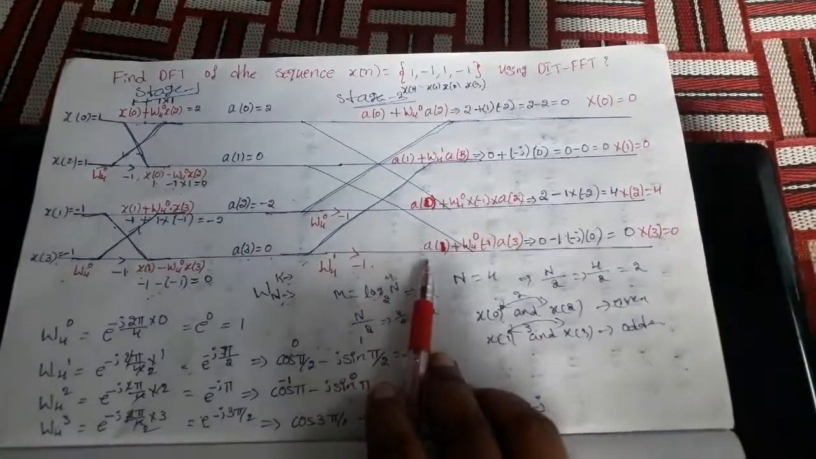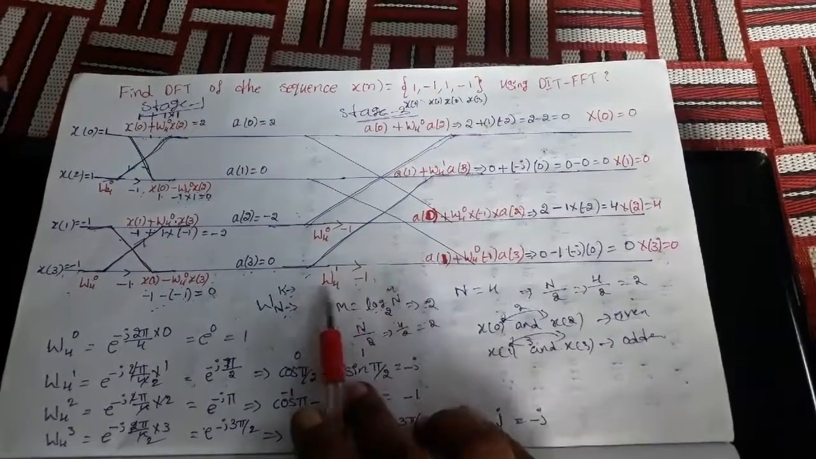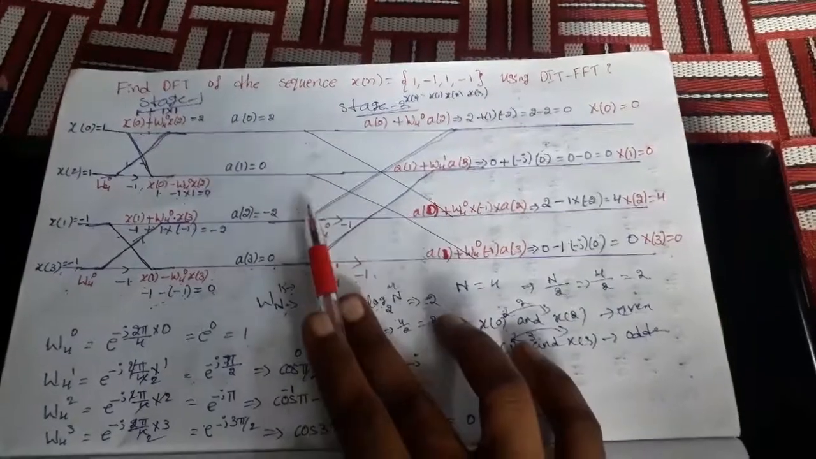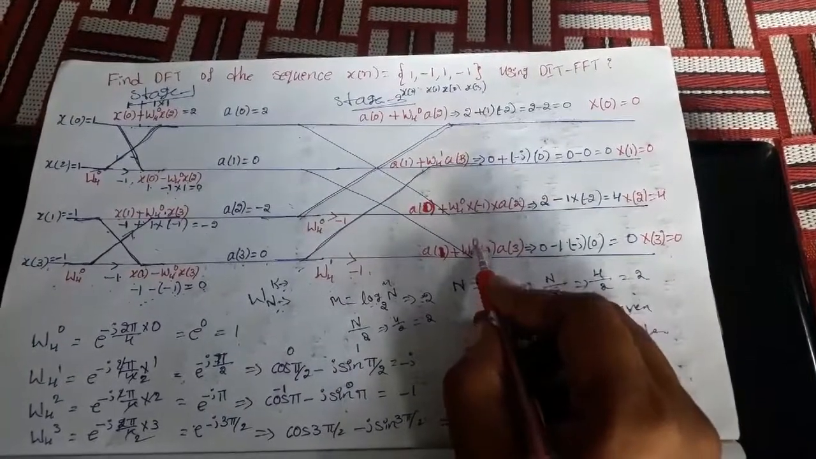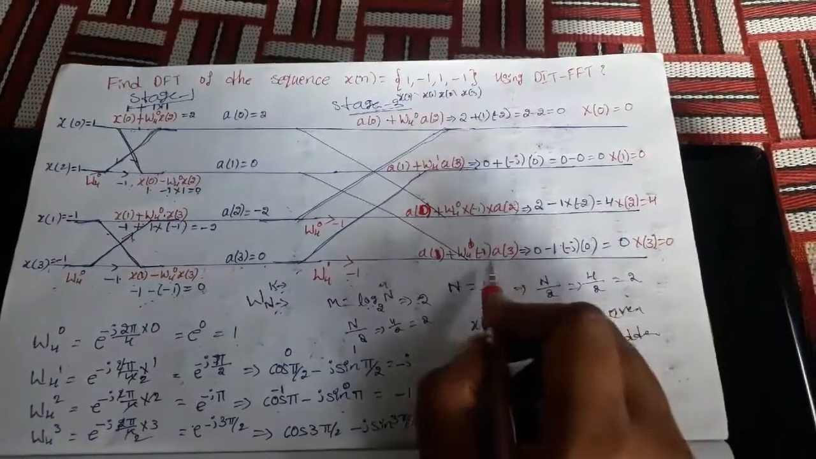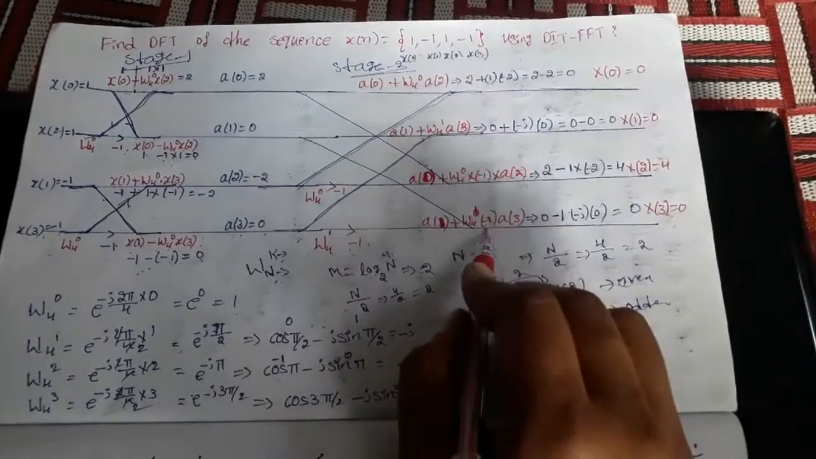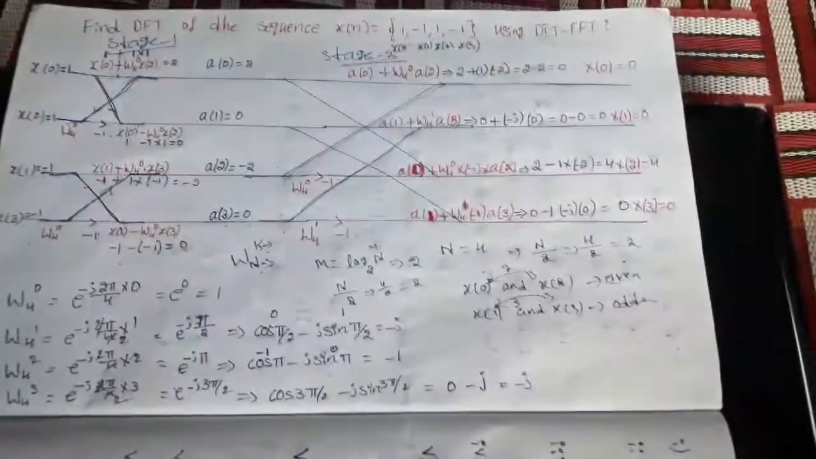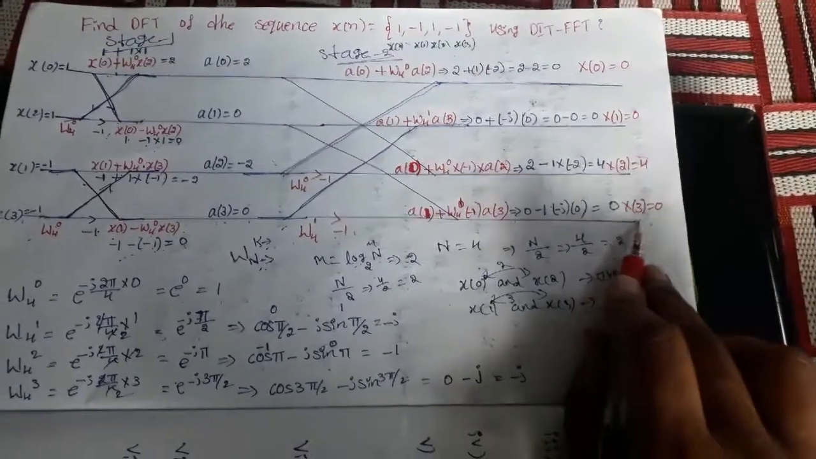Next, a of 1. Here next one is a of 1 plus W4 to the power of 1 into, multiplied with minus 1 into a of 3. So a of 1 value is 0 and W4 to the power of 1, minus 1 into a of 3. Okay, why am I taking minus 1 here? Here the base terminal is multiplied with minus 1. So that's why I am taking minus 1. So 0 minus 1 of minus j into 0 equals 0. So finally the output is x of 3 equals 0.